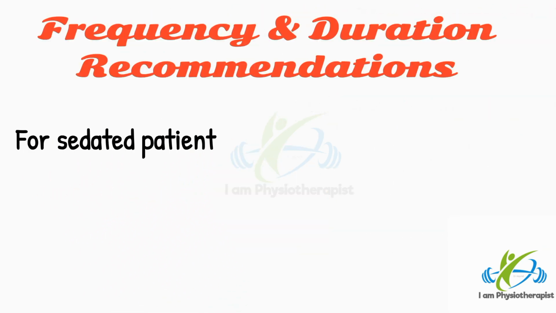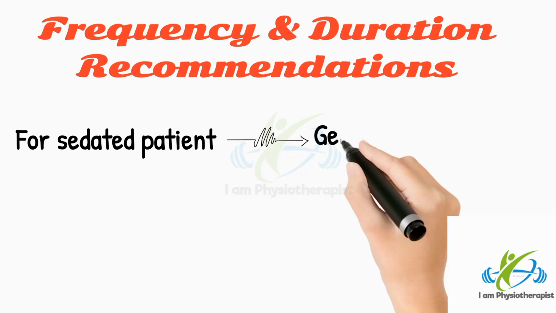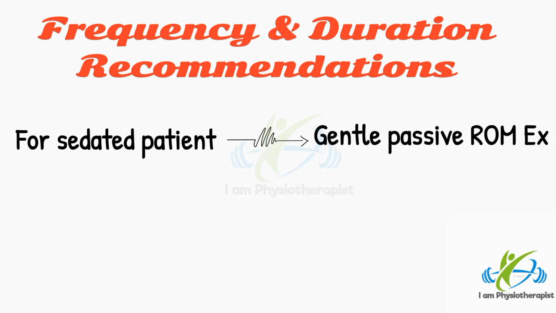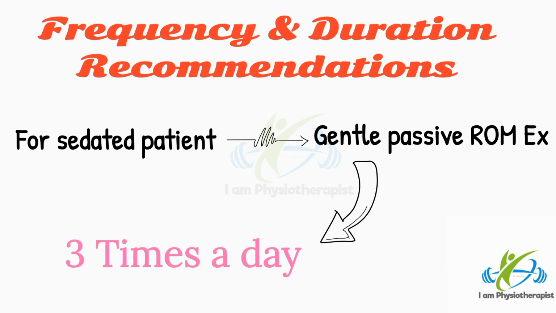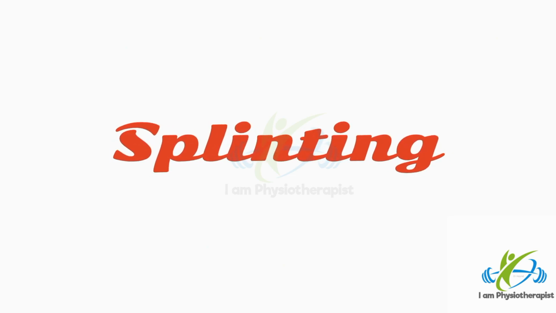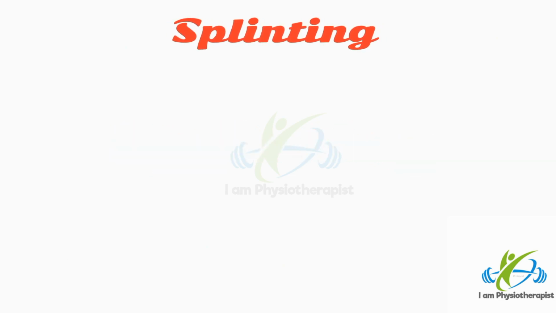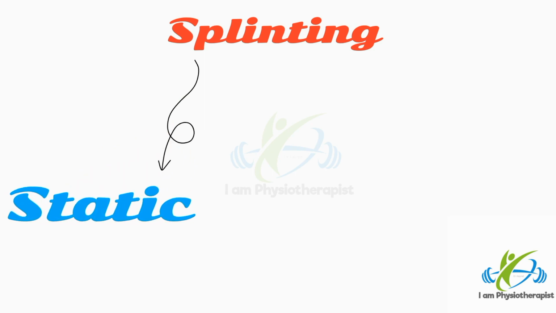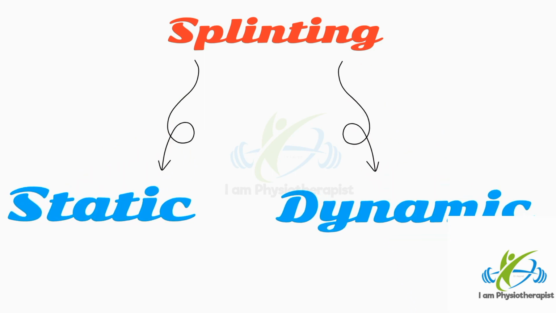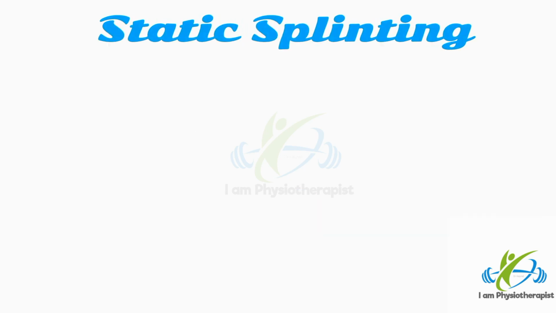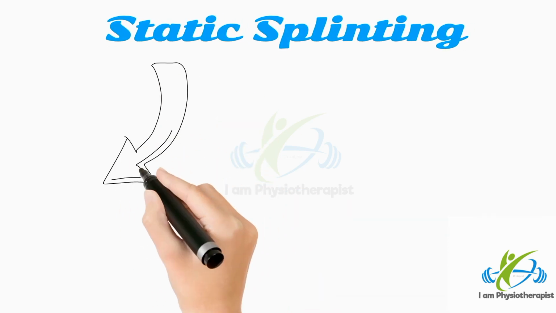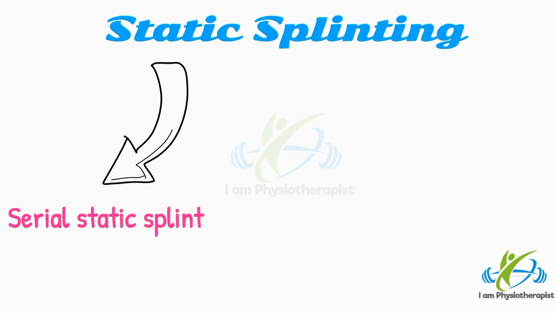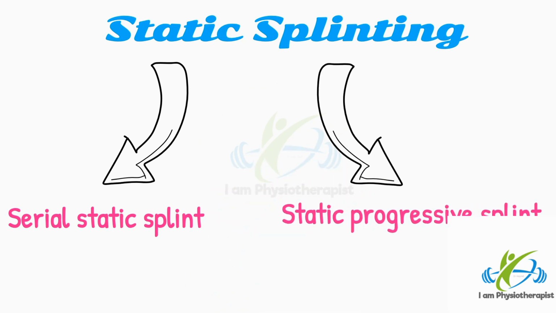For the sedated patients, gentle passive range of motion exercises should be done 3 times a day, once indicated. Splinting. Splinting is of 2 types: static splinting and dynamic splinting. Static splinting include serial static splint and static progressive splint.